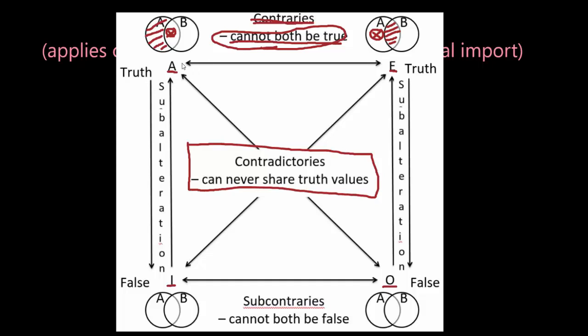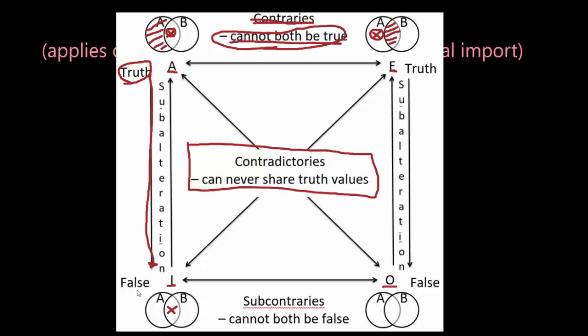Notice also we get this relationship that we call subalteration. If we are committed to the existence of something in the overlapping area of A and B, then we can move from the proposition that all A are B to the proposition some A are B. If all of our A's are B's and at least one A exists, then there's got to be at least one A that is a B. So the truth of A flows down to its corresponding I statement.